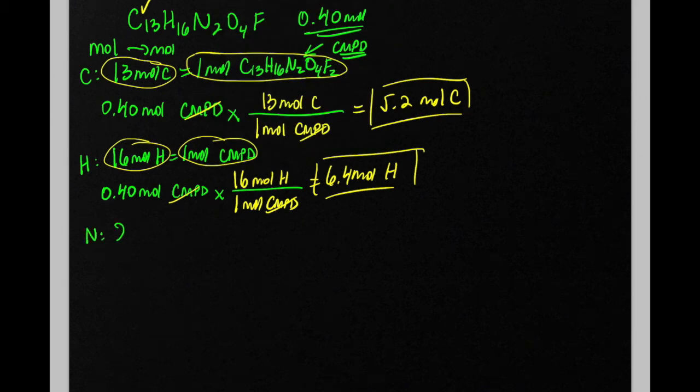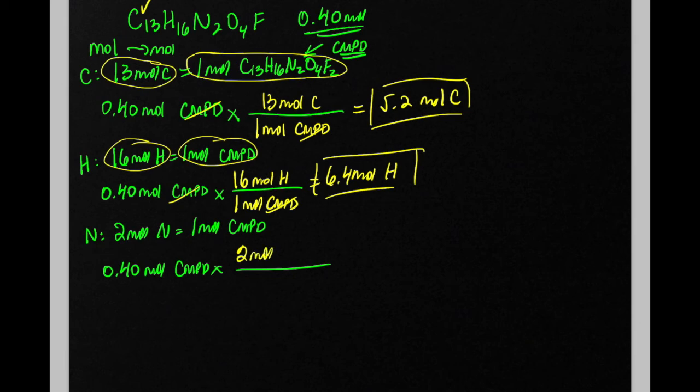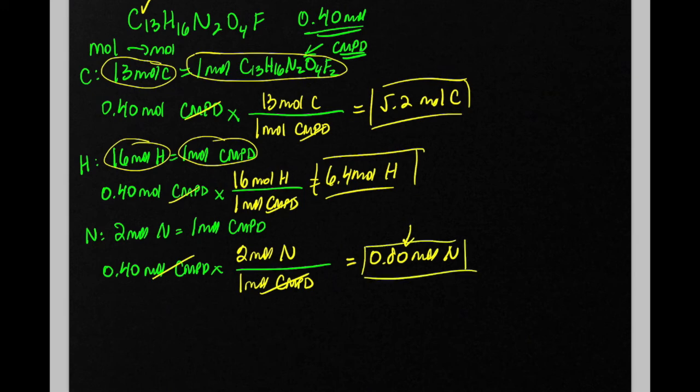Next, we want to do nitrogen. Nitrogen has 2 moles of nitrogen per 1 mole of the compound because the subscript is 2 for the nitrogen. So we again set it up, we position the 2 moles of nitrogen on top, 1 mole of compound on the bottom. So that's just going to be 0.80. Okay. Be sure you have that 0 there. We must have 2 significant figures.